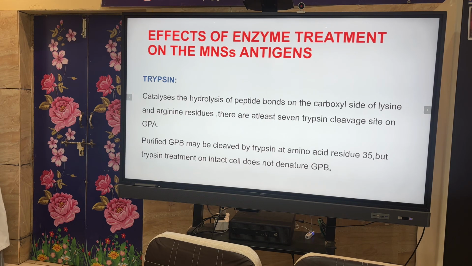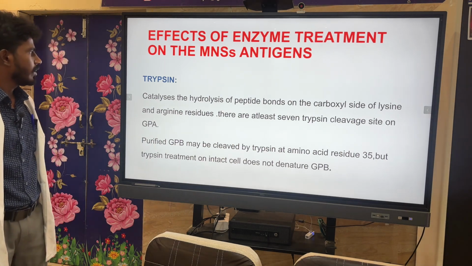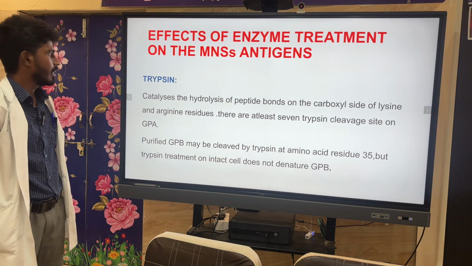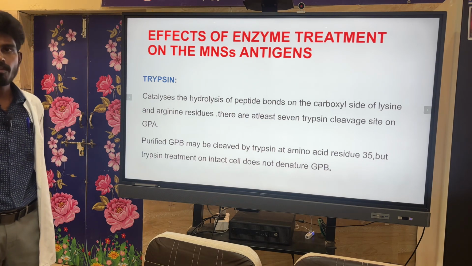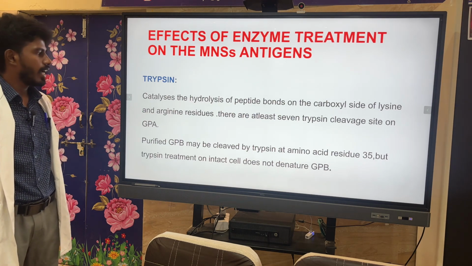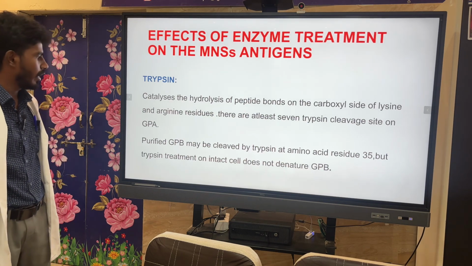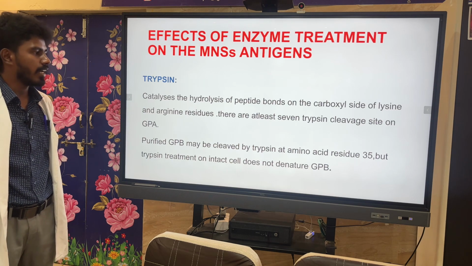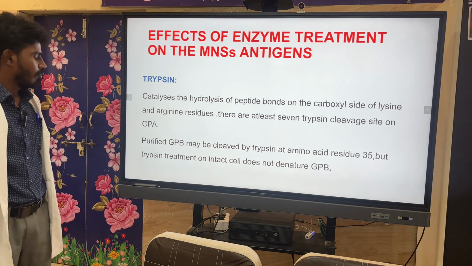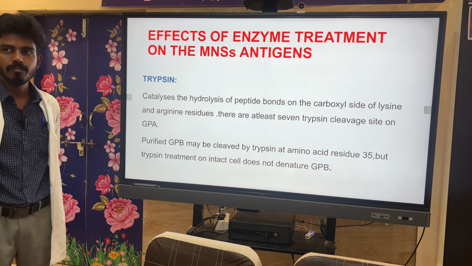Effect of enzyme treatment on the MNS antigens. First we see about trypsin. Trypsin catalyzes the hydrolysis of peptide bonds on the carboxyl side of lysine and arginine residues. There are at least 7 trypsin cleavage sites on glycophorin A. The purified glycophorin B may be cleaved by trypsin at amino acid residue 35, but trypsin treatment on intact cells does not denature glycophorin B.